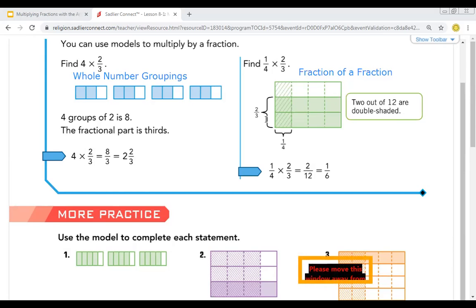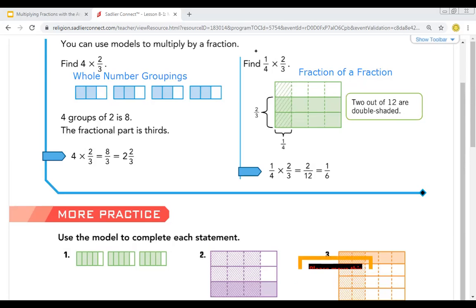Everyone put your finger on the expression here on the bottom and say 4 copies of. Are you pointing to the times symbol when you say of? Go back to the beginning. 4 copies of 2/3 is equal to 8/3. Wait, let's check that. 1, 2, 3, 4, 5, 6, 7, 8. Yep, there's 8 of them.